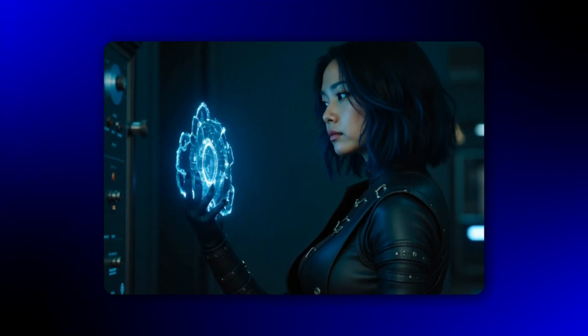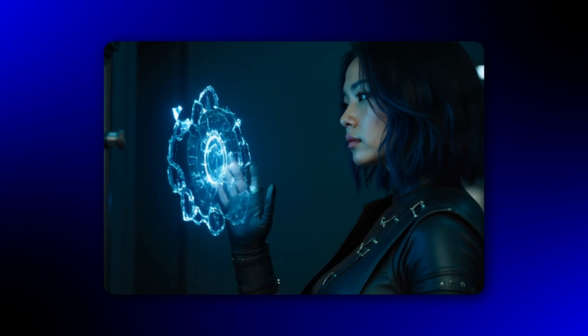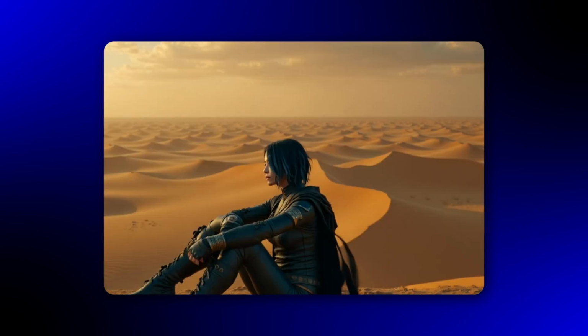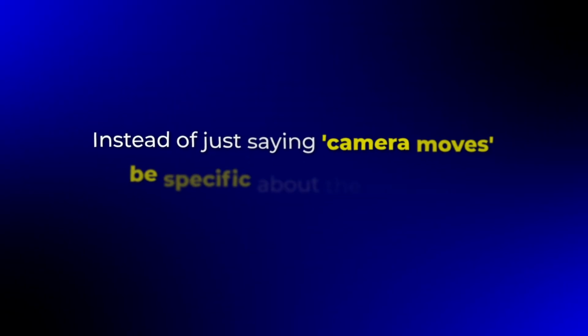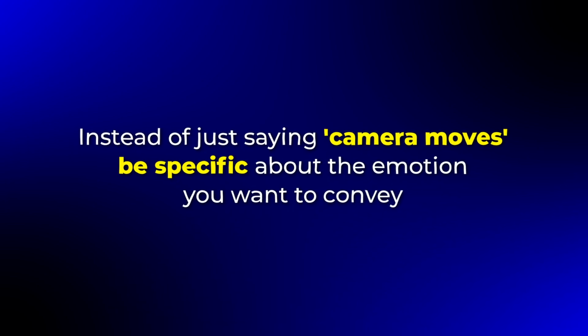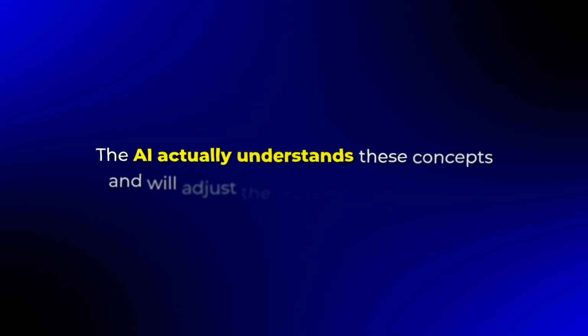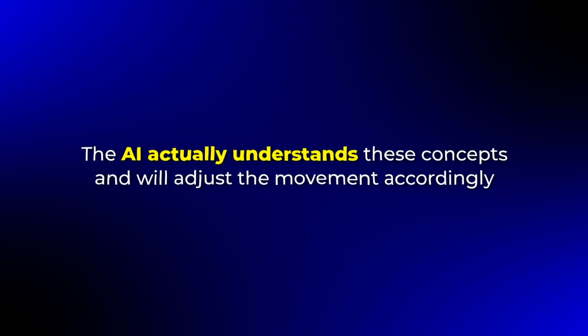Now you can create entire sequences of your character in different situations with professional-looking camera movements, all from a single reference image. When you're writing your camera movement prompts, try to think cinematically. Instead of just saying camera moves, be specific about the emotion you want to convey. Think about dramatic reveals or subtle detail shots. The AI actually understands these concepts and will adjust the movement accordingly.